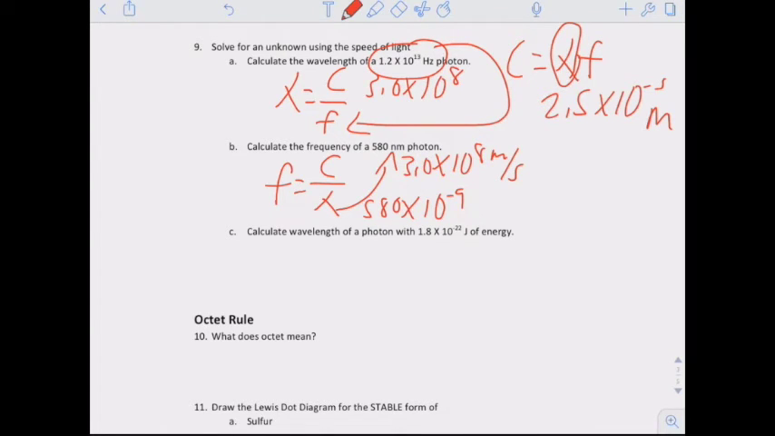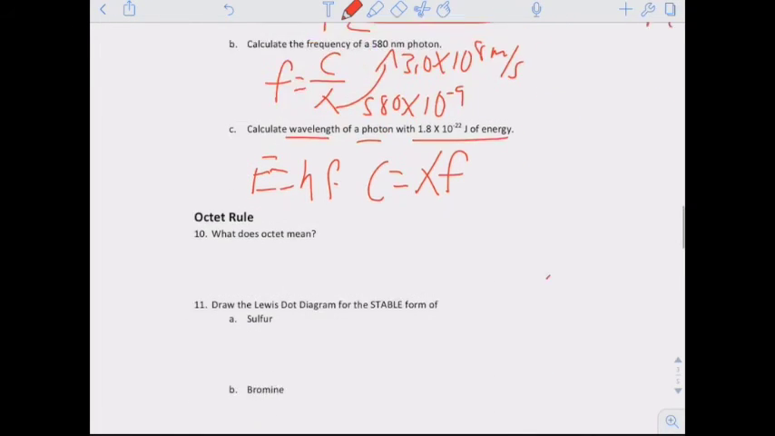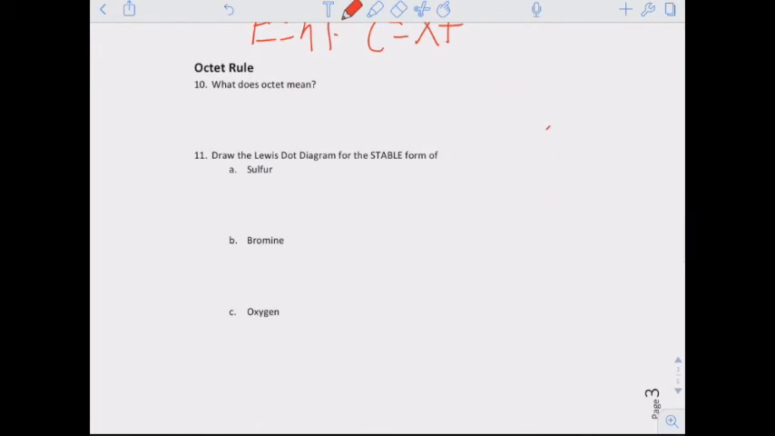In C, it says calculate the wavelength of a photon that much energy. So you're going to use both equations. E equals hf, and c equals wavelength times frequency. We can go ahead and combine those, and you can go ahead and plug that in and solve for c. Number 10, it says what does the octet mean?